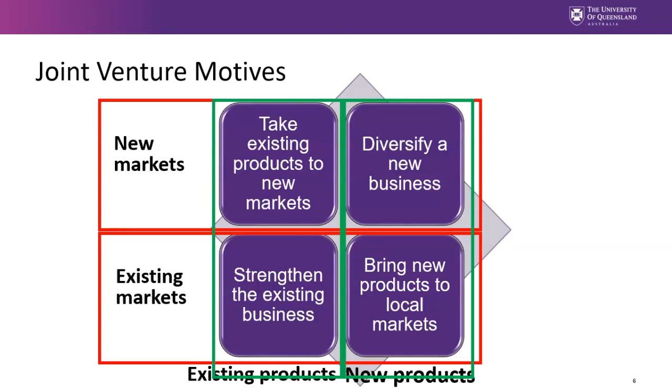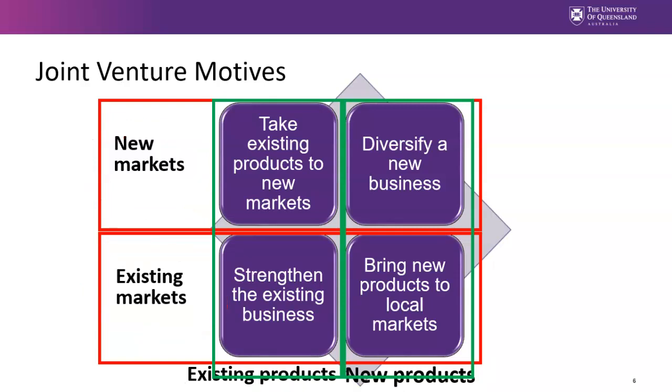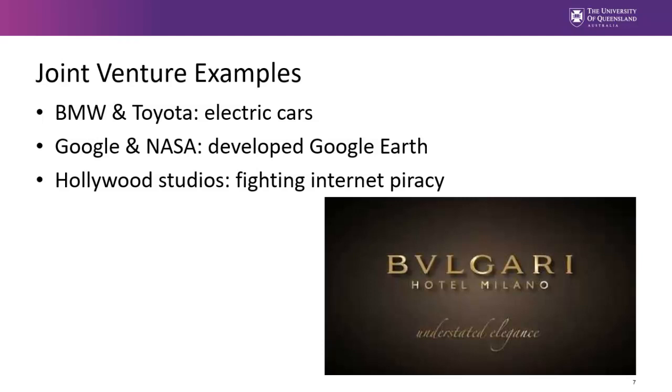Now, there are a couple of different reasons that companies do these joint ventures. In some cases, they want to enter new markets. They might want to enter existing markets, and then of course we've got existing products and new products that they may be considering. So when we have new markets and existing products, we're trying to take existing products into a new market. We may be using new products and diversifying into new markets. We might have an existing product and an existing market, and we want to work together to strengthen what we've got. And then in a lot of cases, we're talking about new products coming into existing markets. So here are a couple of examples of joint ventures.